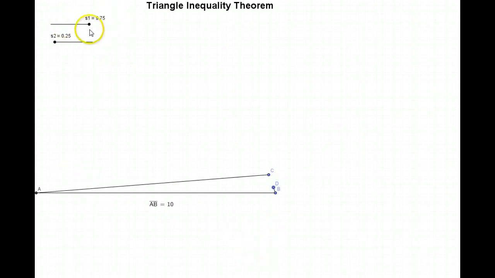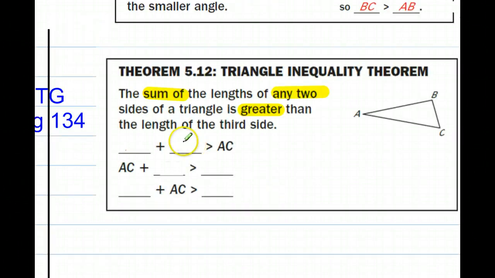Well, let's take a look at their side lengths. Side 1 plus side 2 is going to be 9.75 plus 0.25, which is 10. Is that greater than the third side? No. So that is why we can't make a triangle, because the sum of these two sides is not greater than the third side. In fact, it's equal. So in order for three side lengths to make a triangle, the sum of any two sides has to be greater than the third side.